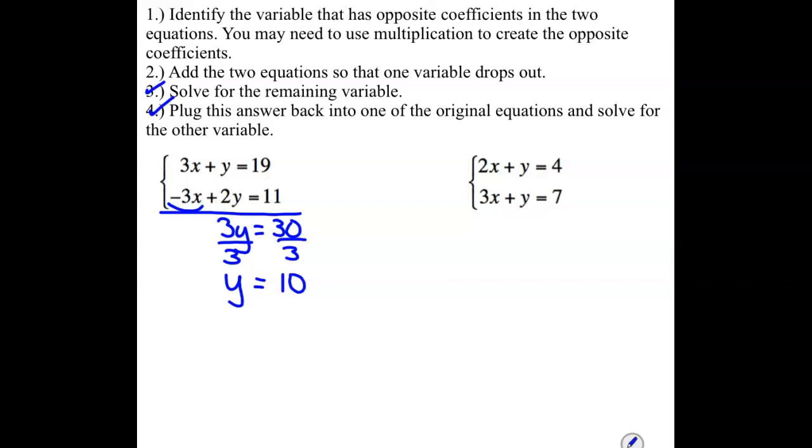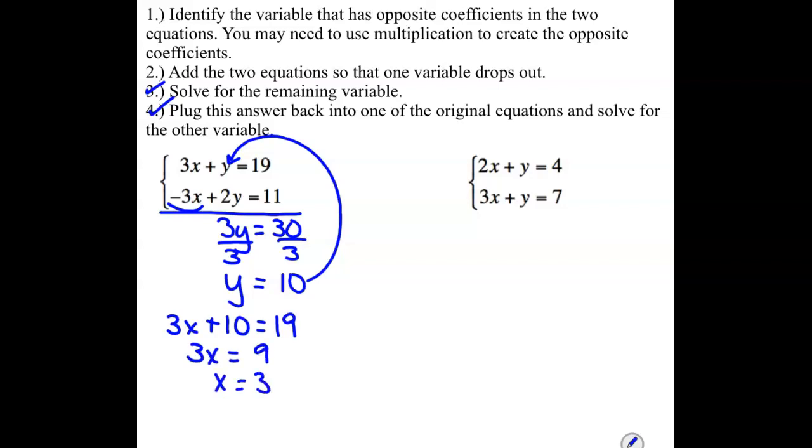And we have y being 10. So let's say we plug it back in here. Now we have 3x plus 10 equals 19. Subtract our 10 over, we have 3x equals 9, and divide, we end up with x being 3. So my point where these two lines would intersect has the coordinates 3, 10.